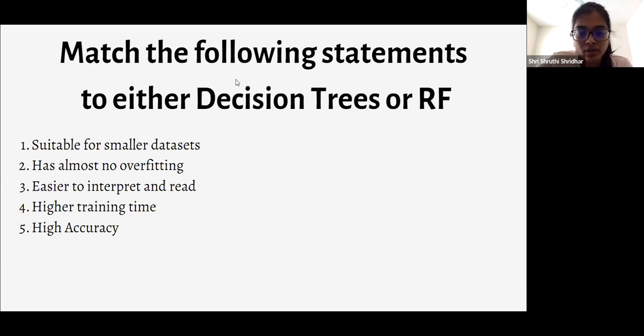And the second one is also available. There you have to choose 5 characteristics which are more related to random forest over decision trees. So the first question is choosing characteristics of decision trees, and the second one is for random forest. Let's take a few minutes for this.